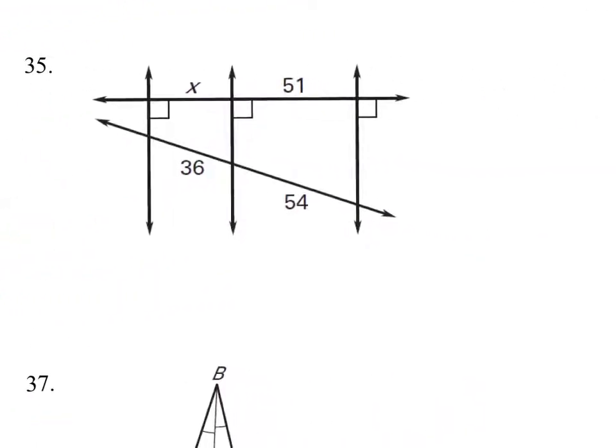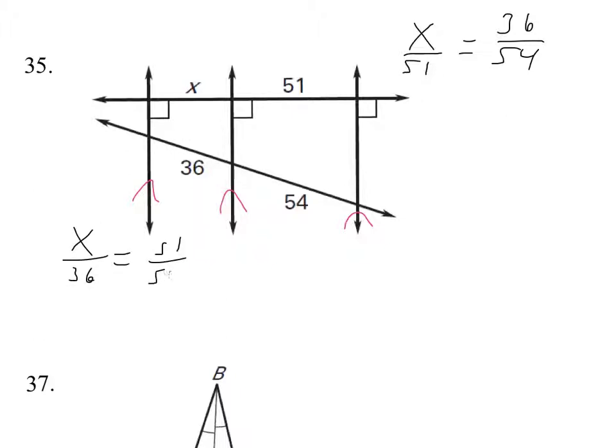Number 35, same kind of situation. We've got three angles that are the same here. That means that these three lines are all parallel. So set up a proportion. How about x over 51 equals 36 over 54? If you were thinking you'd rather do x over 36 equals 51 over 54, that will work just the same, because look what happens next.